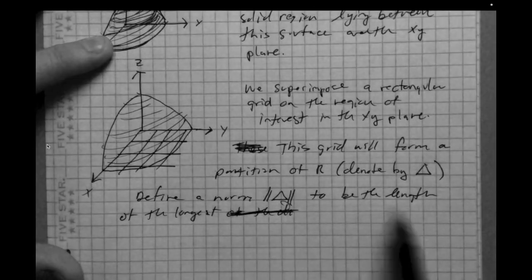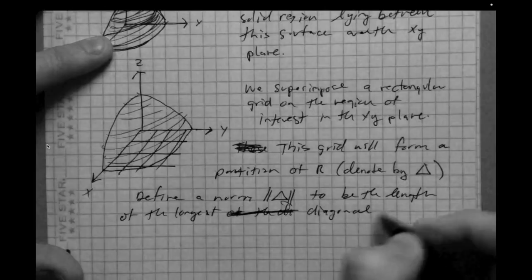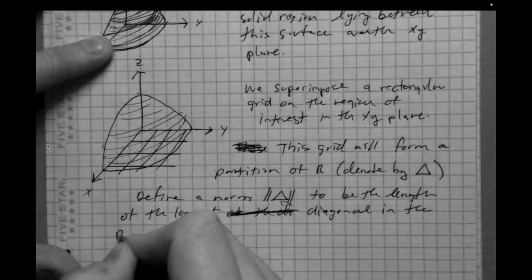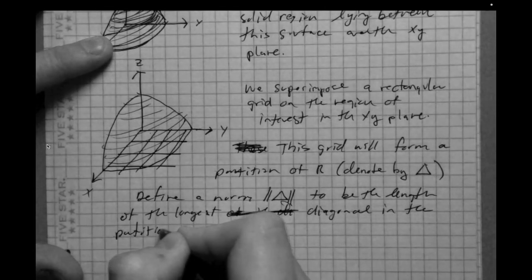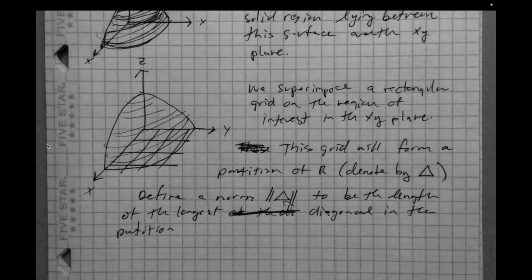So we'll define the norm to be the length of the longest diagonal in the partition. I'm sure you can imagine what we've got in mind here. We're going to start with a really chunky grid like this, and then use some kind of a limiting process to make the grid finer and finer and finer.